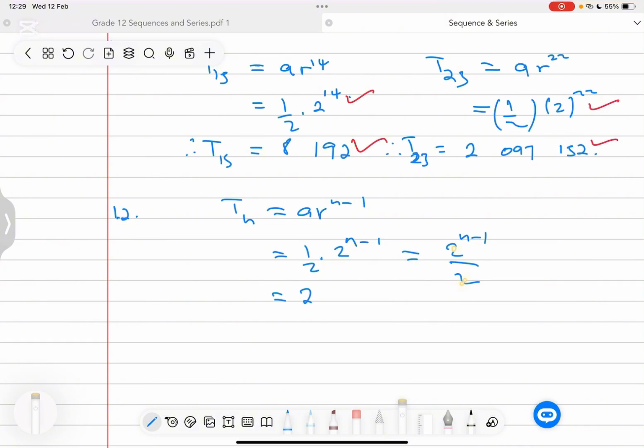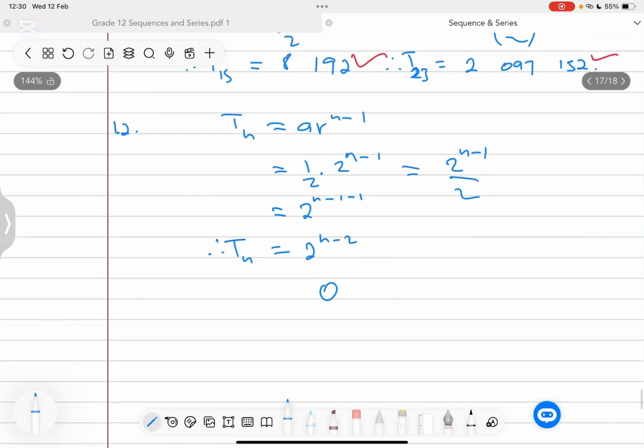I keep the base because it is the same, and now I subtract the exponents. I'm going to have n minus 1, and I'm going to have minus 1 as well because the 2 here has an invisible exponent of 1. So I'm having this n minus 1, then I'm subtracting 1 because we are dividing. Our rule says when we divide, we subtract. Remember your laws of exponents. And simplifying this will then say, therefore, Tn is equal to 2 to the power n minus 2.